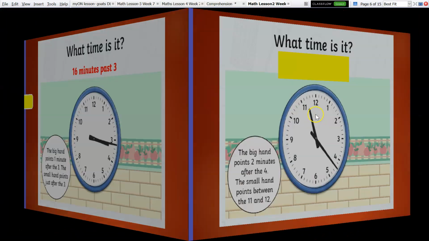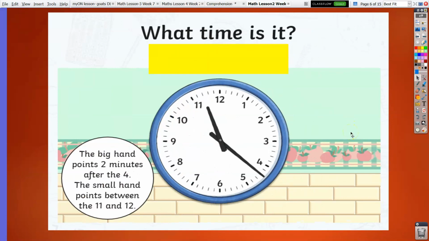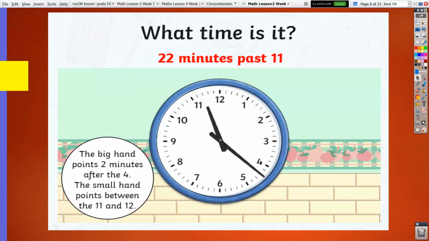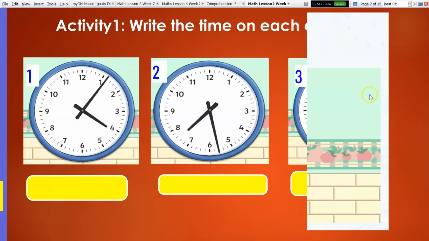How about this time? What time is it? Okay, it's still on the past side. Again, we'll count each number by 5 intervals. So 5, 10, 15, 20, 21, 22. So it's already 22 past, what is the hour? 11. So 22 minutes past 11. That's correct. Now it's your turn.